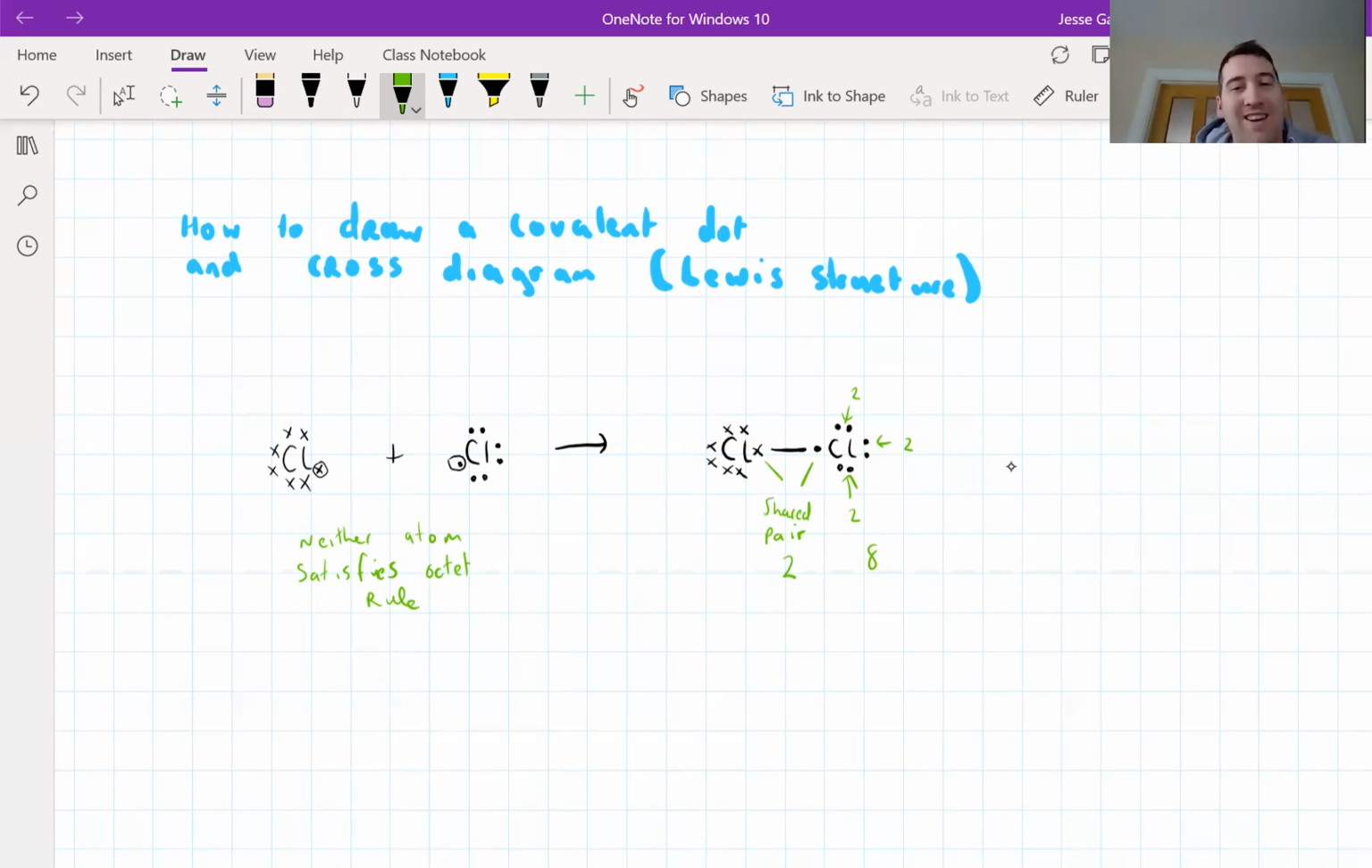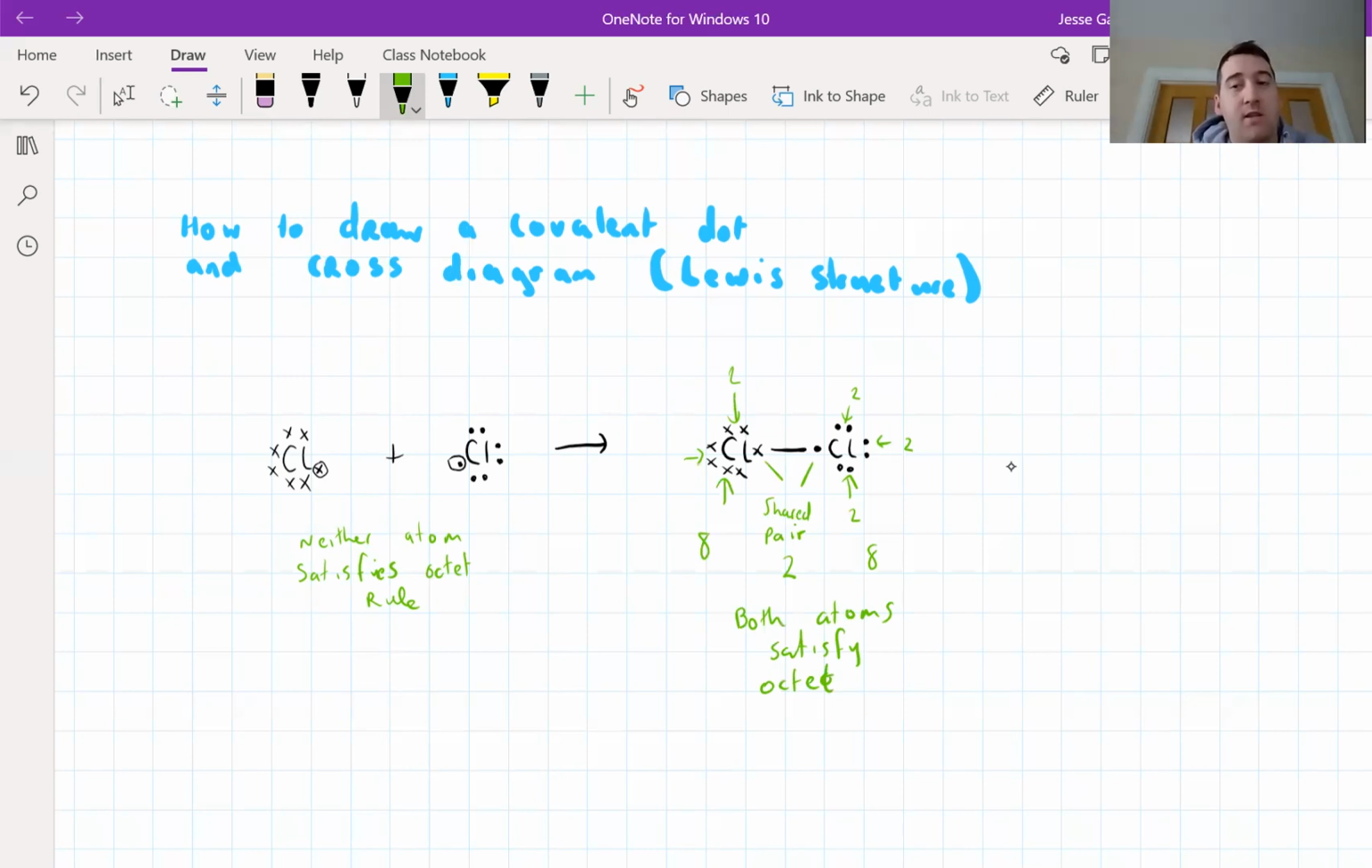Because the atom is the same, it's another chlorine, it's the exact same. It's got 2 of its own here, here, here, and then it's got the shared pair that it's got a share of. So again, it's got 8. So we've gone from a situation where neither atom satisfies the octet rule to now both atoms satisfy the octet rule. And this is why they will do it, because it makes them more stable. It makes them satisfy the octet rule.